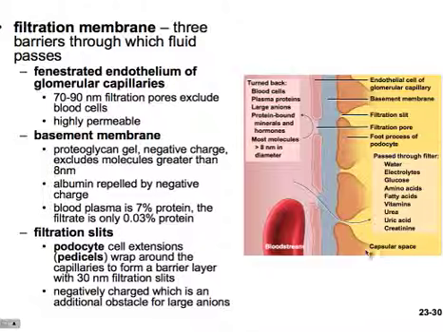So in this figure, we can see the things that actually pass through the filter and make it into the capsular space, and then the things that get turned back. The blood cells are too large to pass through the fenestrations. Plasma proteins are also very large. Large anions will get turned back because of the negative charge. Minerals and hormones that are bound to proteins are simply too large to pass through. However, we do see that water, electrolytes, glucose, amino acids, fatty acids, vitamins, urea, uric acid, and creatinine all pass through into the glomerular filtrate.